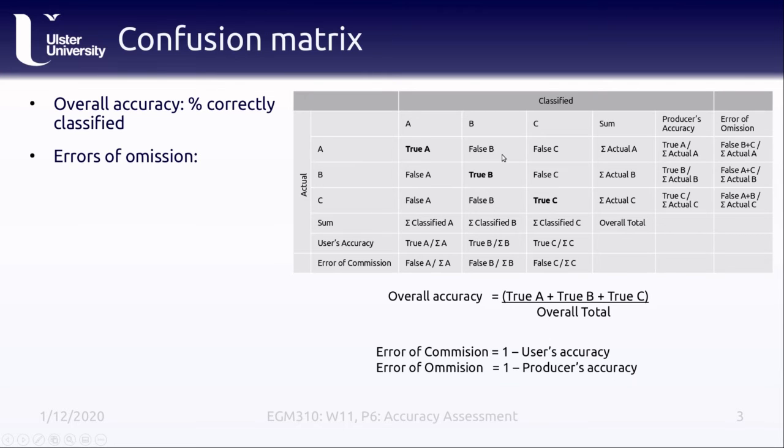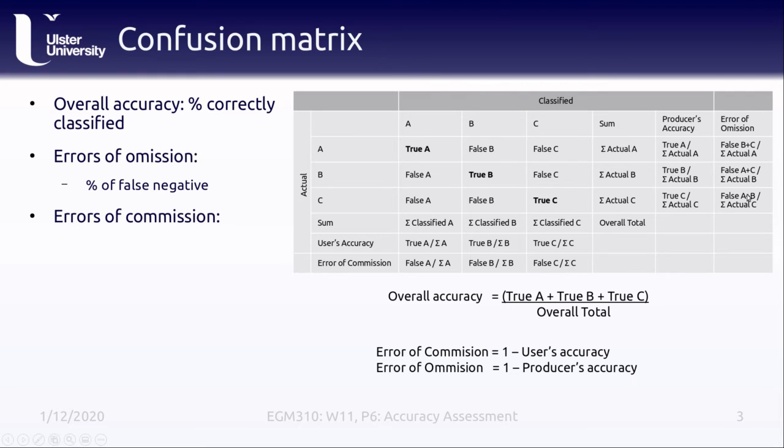This is what is known as an error of omission. The classification has omitted these or left them out of the correct class. It's also known as a false negative or a type 2 error. We can calculate the error of omission for our A class by adding the number of false B pixels to the number of false C results in the top row here and dividing by the total number of pixels that should have been classified as A. And we can do this for the other classes as well.